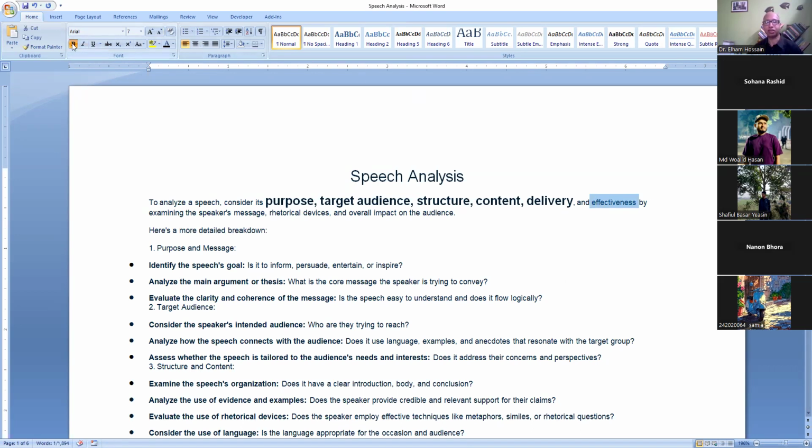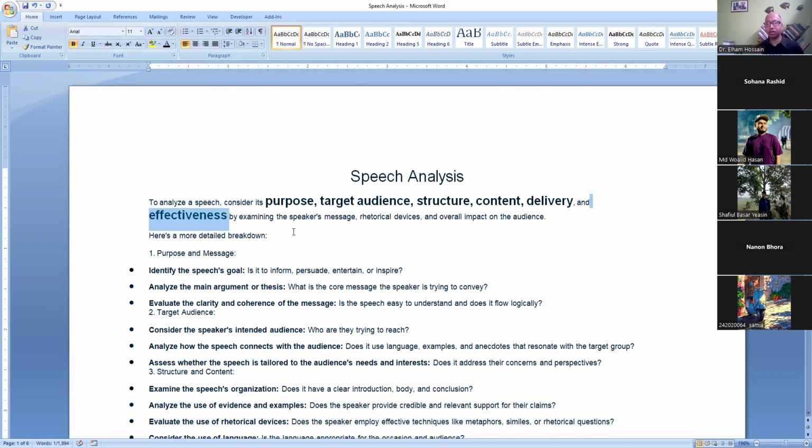Then effectiveness. How effective your speech is. Suppose you speak and speak and speak for 40 minutes or 50 minutes or 60 minutes or 80 minutes. But unfortunately, you can't give any message. You can't fulfill your target. Your audience does not understand you. So that's a failure. Every delivery should be effective.